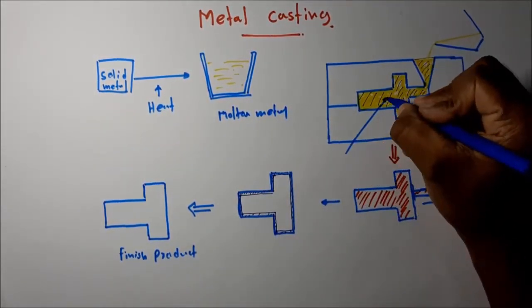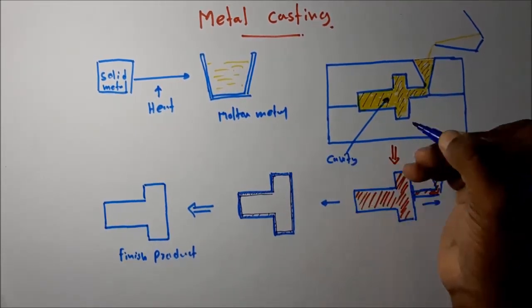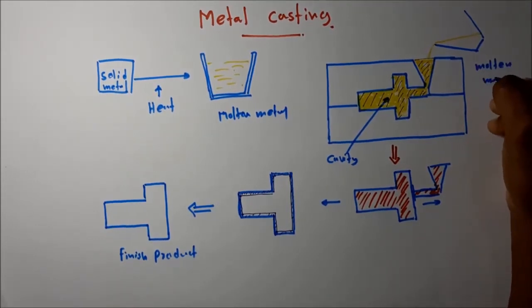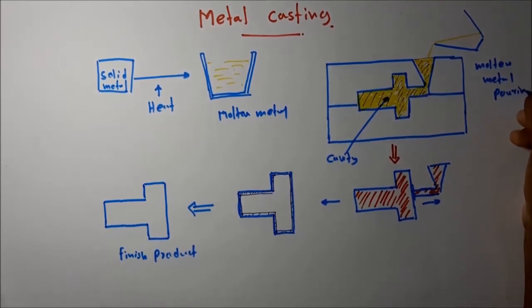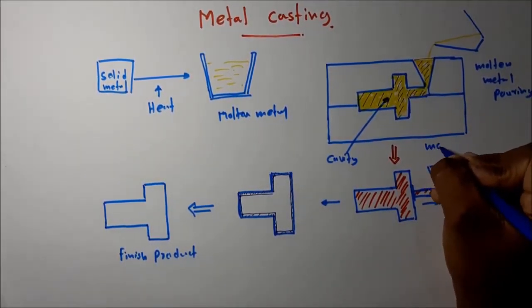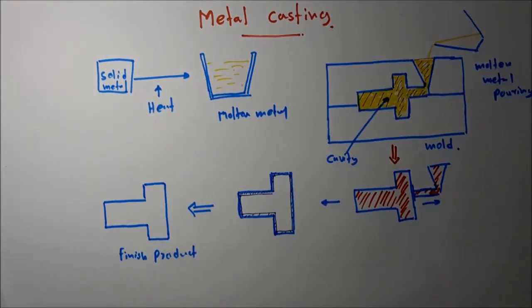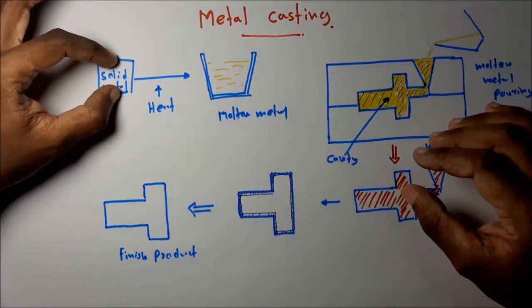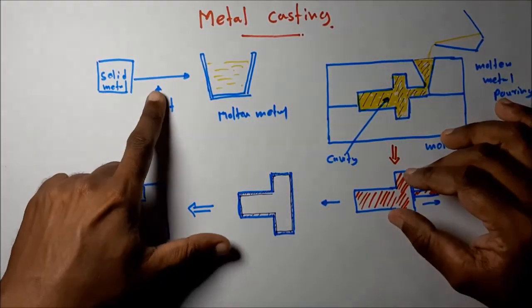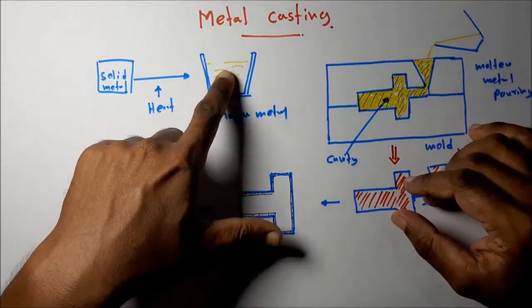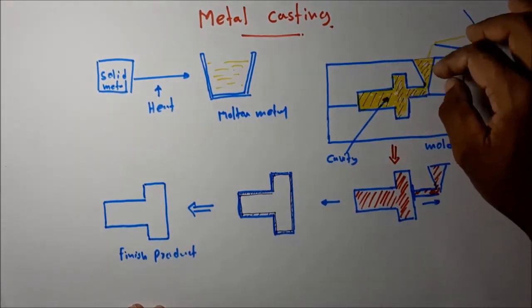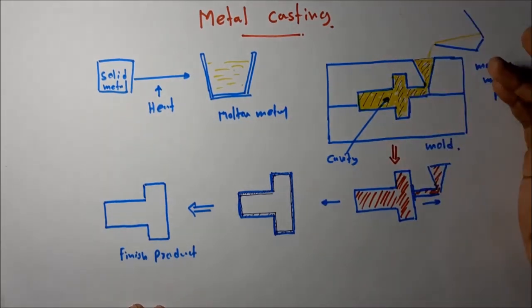This is called the cavity. Metal pouring. This is called the mold. Actually, this is the operation in metal casting, very simply. What happens? The solid metal is heated to become molten state by giving the heat. And this is the liquid metal. This liquid metal pours into a mold cavity. This is the cavity. This is the mold. And this mold cavity fills with the molten metal.